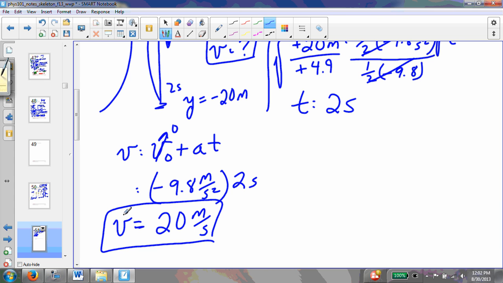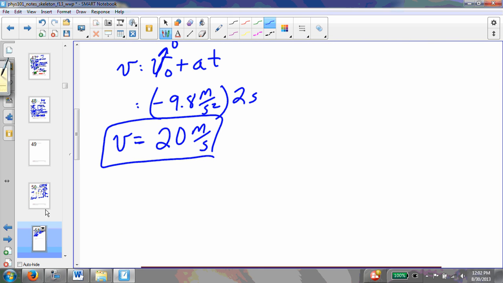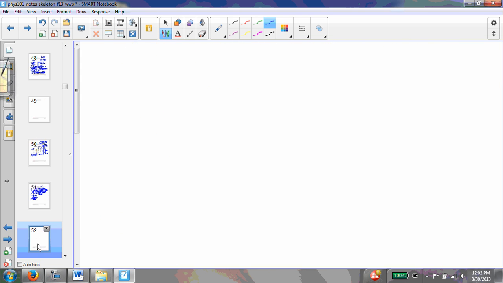So I have this object that's dropping a certain distance. I first have to find the time, and then I can find the velocity. Time of 2 seconds and a velocity of 20 meters per second. Now, in the second instance, I have this flying squirrel.